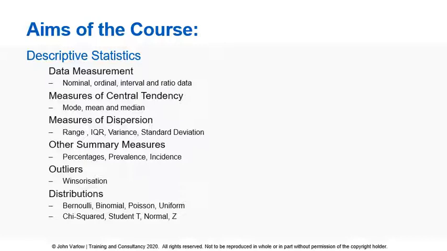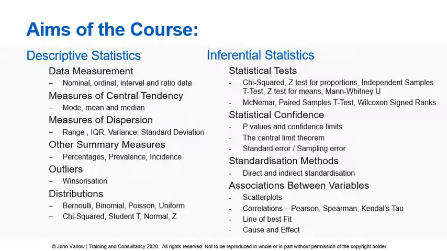The second half of the training looks at inferential statistics and starts by discussing what statistical tests you might apply to your data. Now some of these you'll have heard of before, and while we don't go into detail on the formulae, we will look at an easy way of picking the right test for the data you have. We'll also look at statistical confidence, and specifically something called the central limit theorem. This enables us to define something called standard error or sampling error, and helps us calculate p-values and confidence limits.